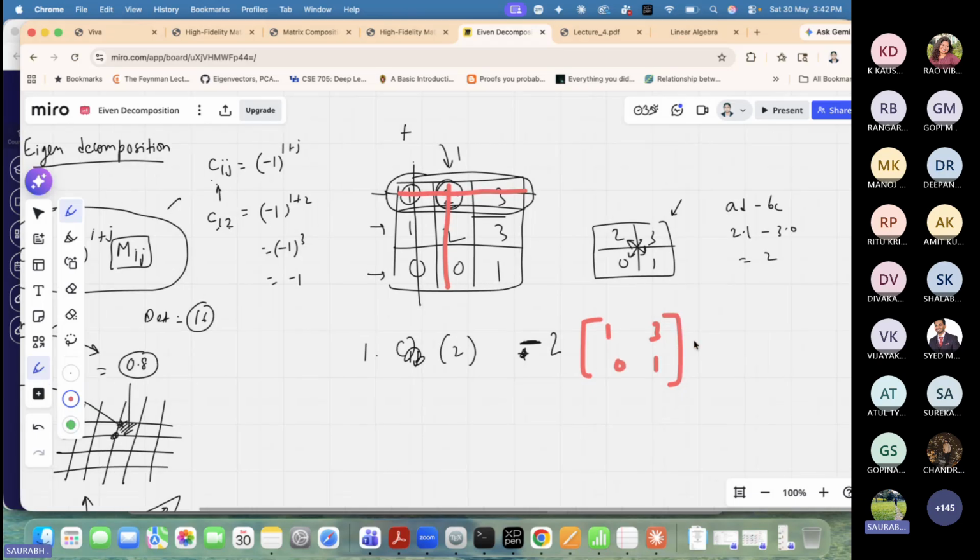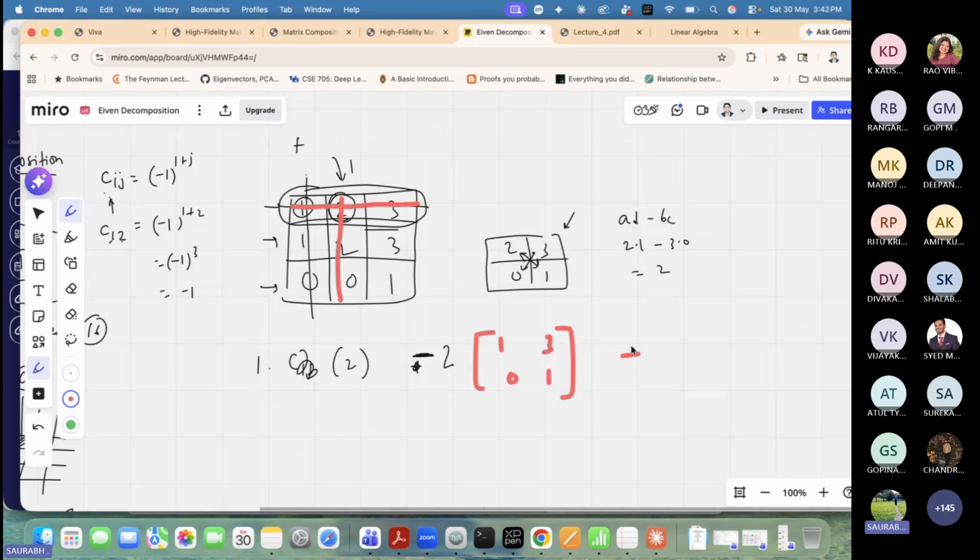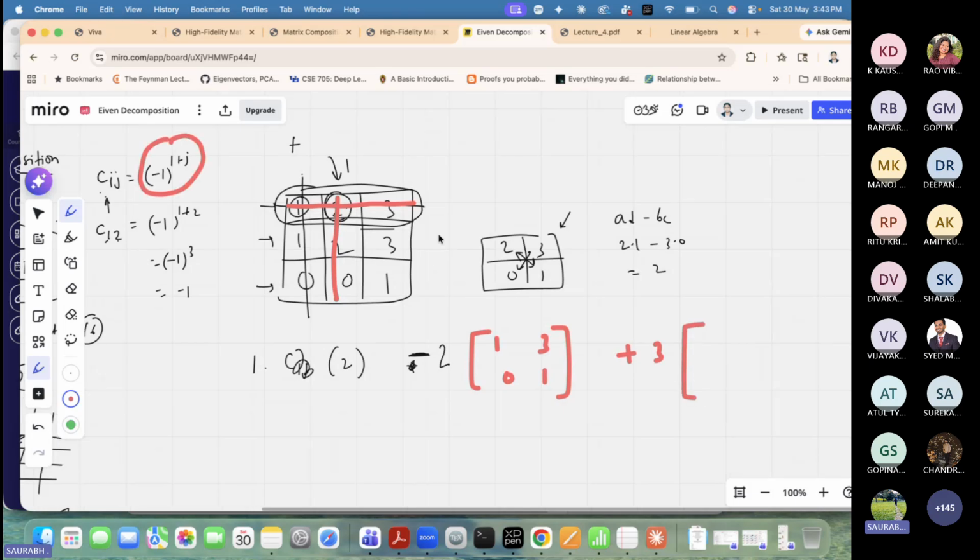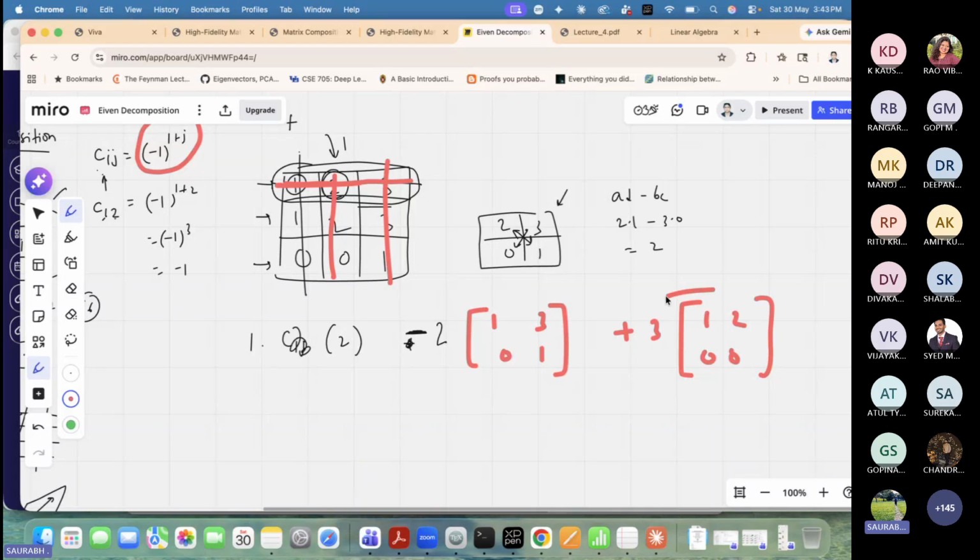Then you will go to the third element, which would eventually be plus 3 by going by this formula, right? It would be plus 3. And the determinant of, let's say, eliminating all of these, you will be getting 1, 2, 0, 0. Now, obviously, the determinant here would be 0, because if you multiply 1 into 0 minus 2 into 0, it's going to be 0.